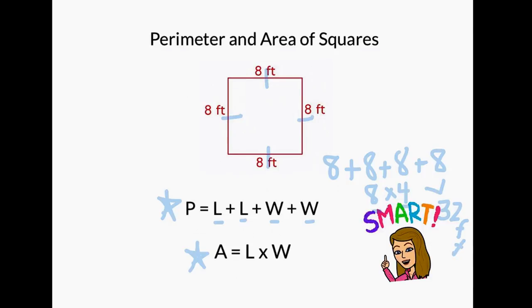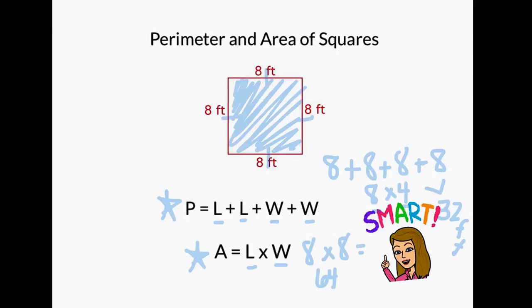Now I'm ready to find area. This time, remember, I'm taking length times width to find how many square units fit inside this figure. So in that case, I'll be taking 8 times 8. My area ends up being 64 centimeters squared.